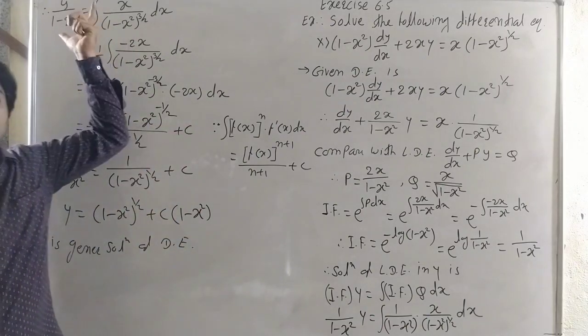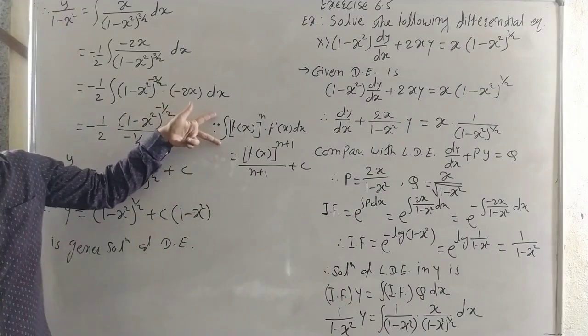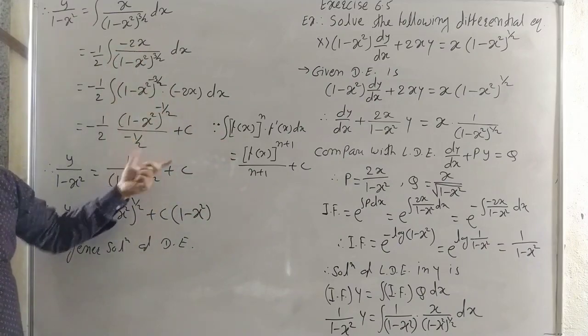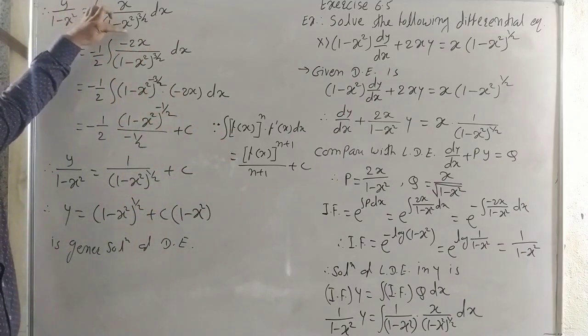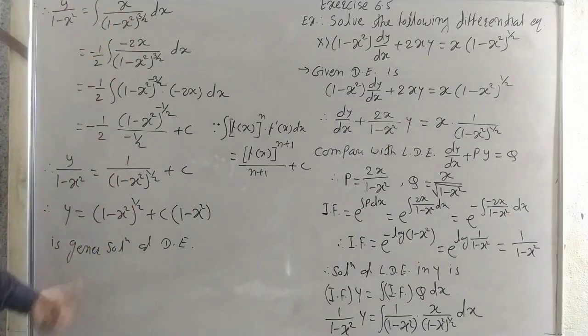This integral we can also solve by using the substitution. Here we solve directly. It is also the substitution method, but here we can directly use the formula. Here put 1 minus x square is equal to t. It is a substitution and solve it. Okay. Here it is a general solution of this differential equation.